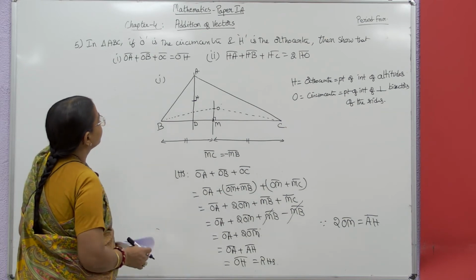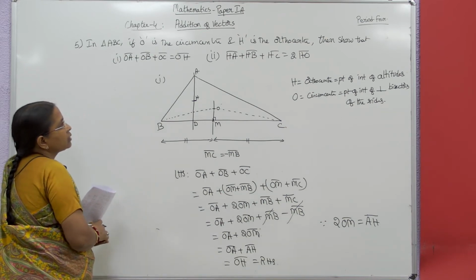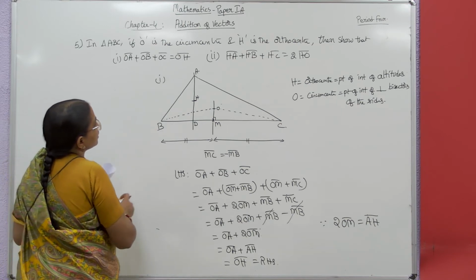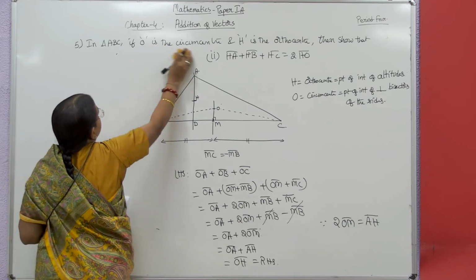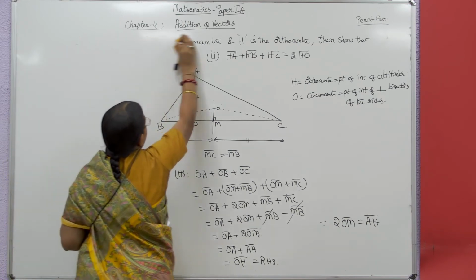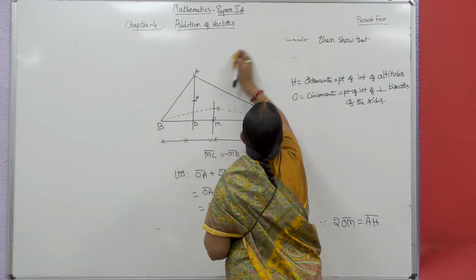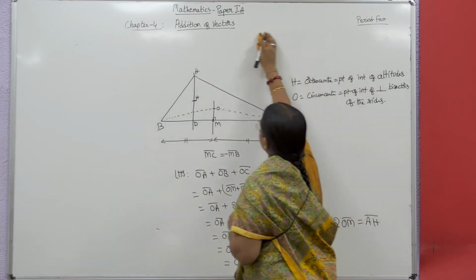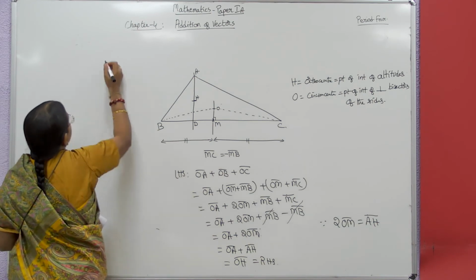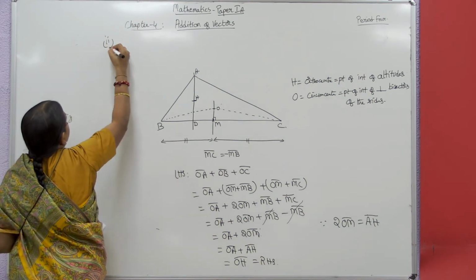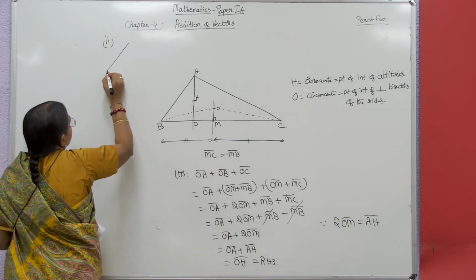This is the proof. Now we'll prove the second one, HA plus HB plus HC is equal to 2 times HO. So for this we'll again draw the figure. This was for the first bit. Now we'll do the second one, so we'll again draw the figure.